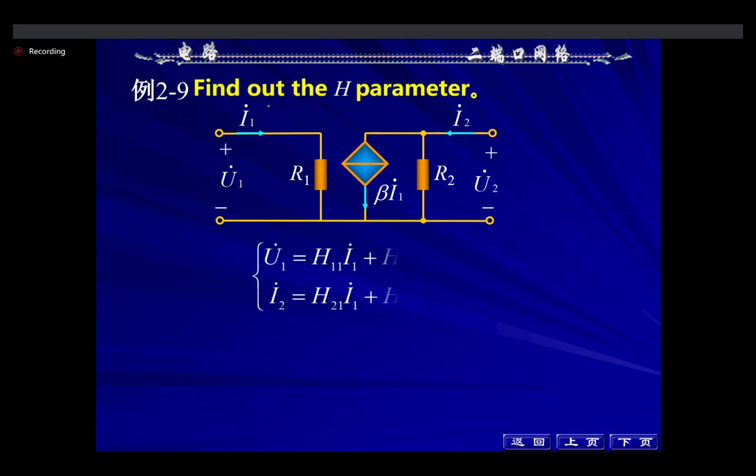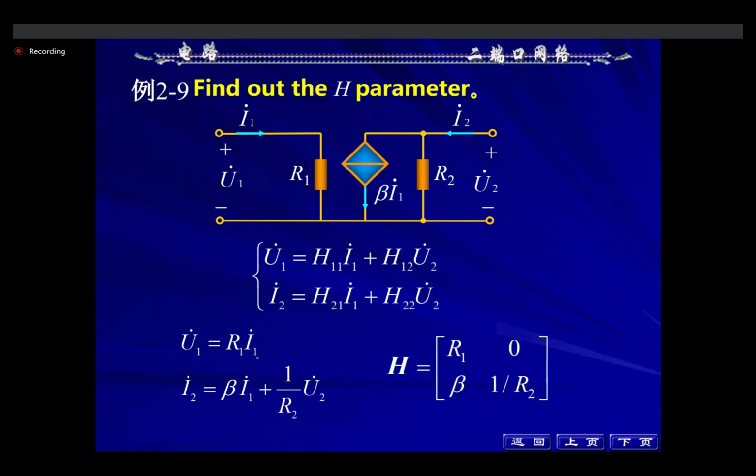For example, find out the hybrid parameter of this circuit. U1 equal to H11 I1 plus H12 U2. In this circuit, U1 is R1 I1. I2 is U2 over R2 plus beta I1. So for this H parameter, I1 plus 0 multiplied by U2. This is the H parameter.